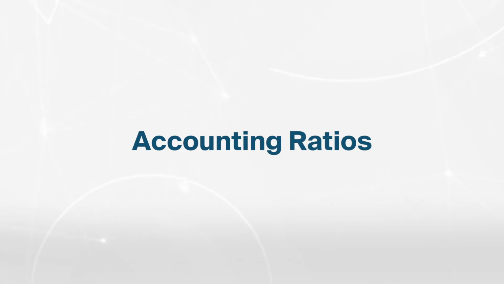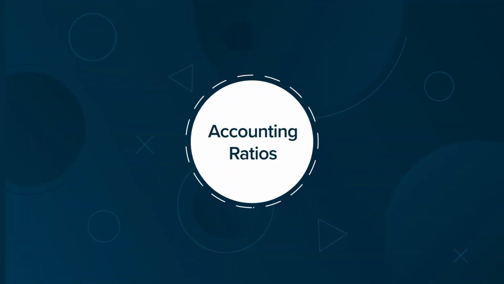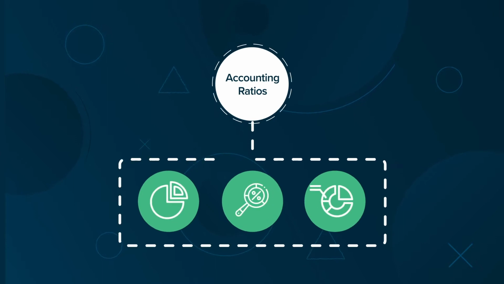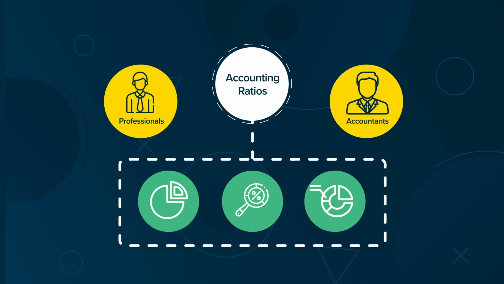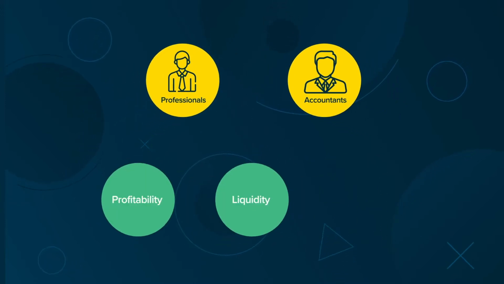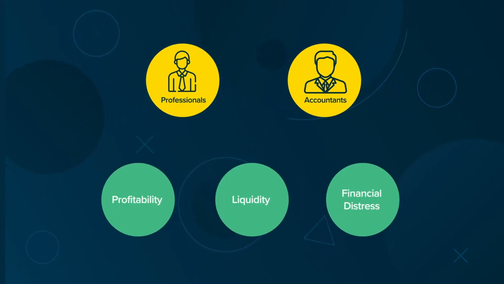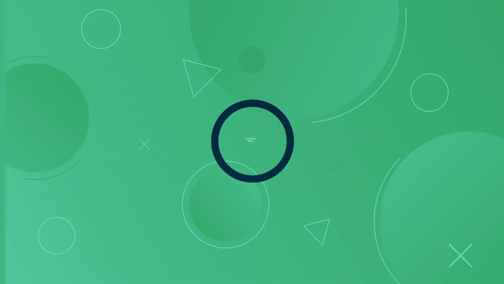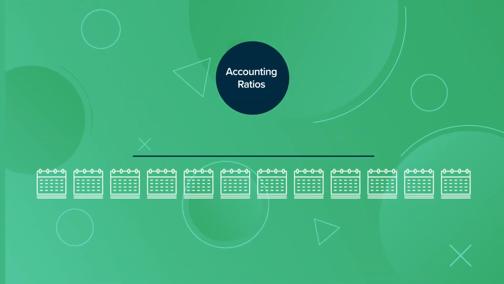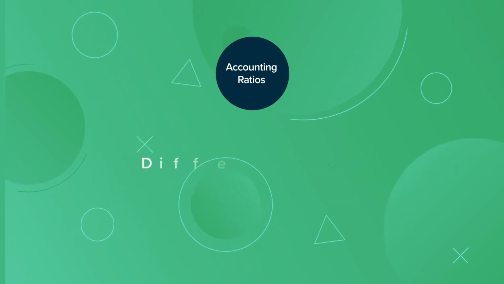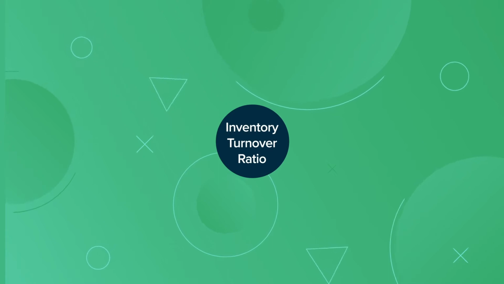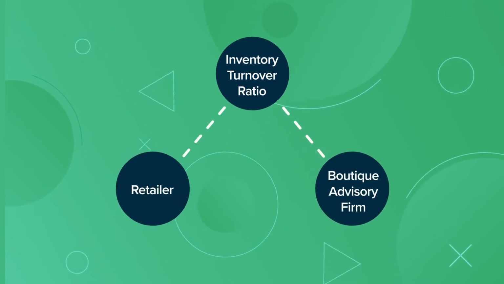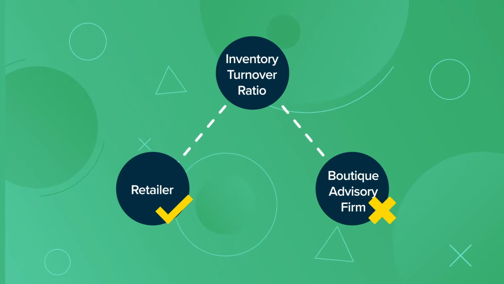In this lesson, we're going to cover accounting ratios. Accounting ratios include a wide array of ratios that are used by accountants and other financial professionals, which act as different indicators that measure profitability, liquidity, and potential financial distress in a company's financials. Often, accounting ratios are calculated yearly or quarterly, and different ratios are more important to different industries. For example, the inventory turnover ratio would be significantly important to a retailer, but have almost no significance to a boutique advisory firm.